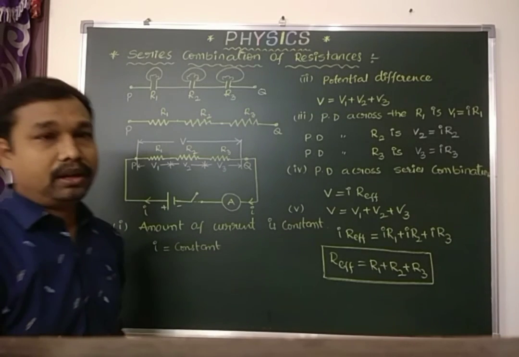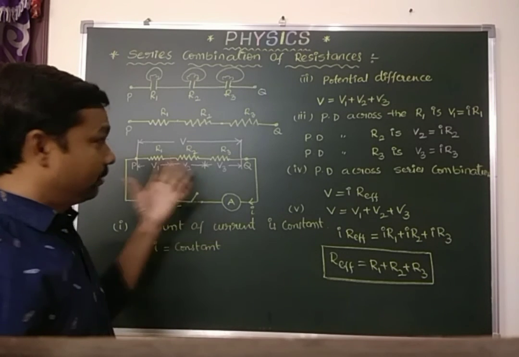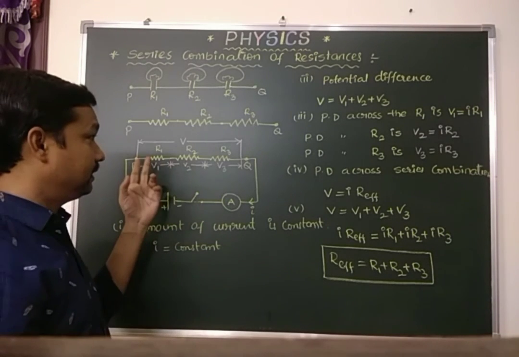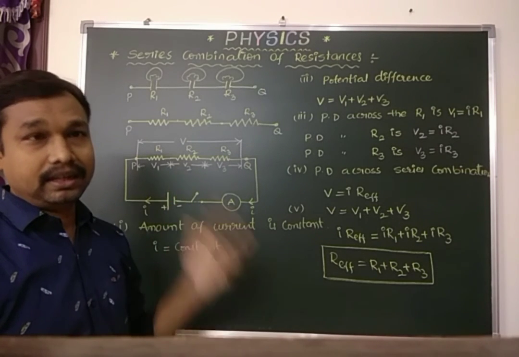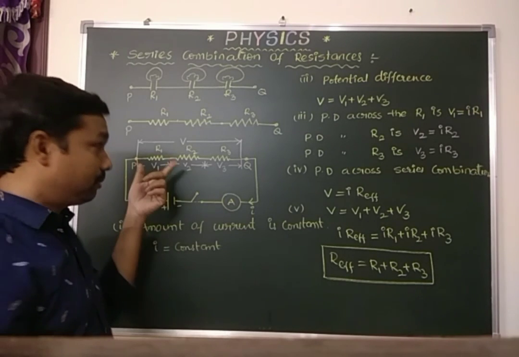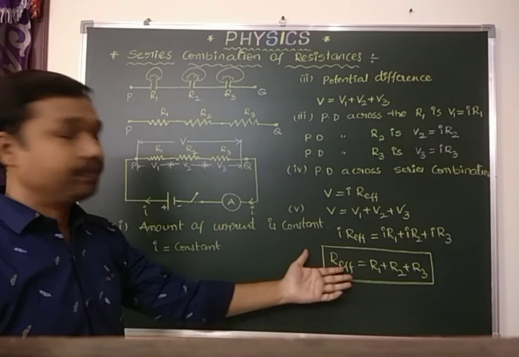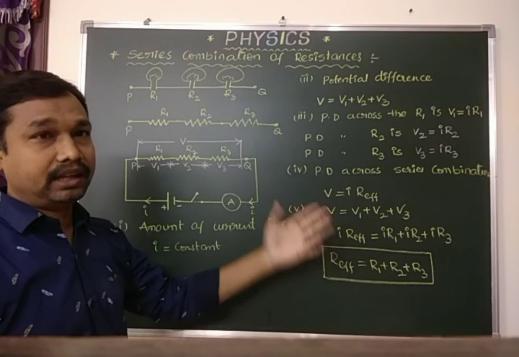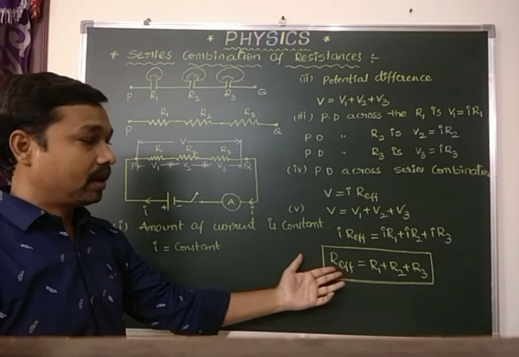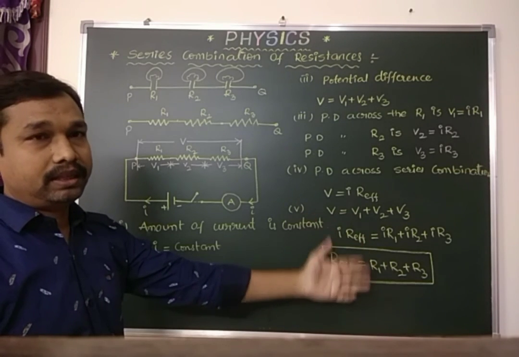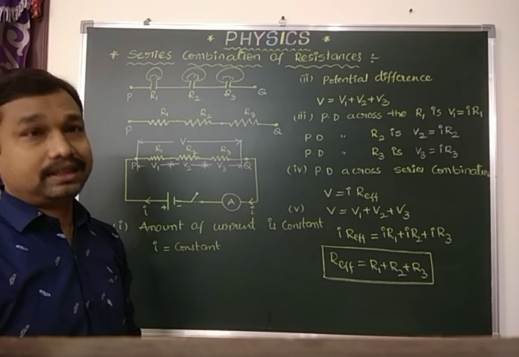This is the formula which gives you the series combination of resistances. What is the series combination of resistances? The resistances are R1, R2, R3. The series, equivalent or resultant resistance is equal to the sum of the resistances connected in series. That gives you the effective resistance, series resistance or equivalent resistance. We got one formula: R effective equals R1 plus R2 plus R3. This gives you the series combination of resistances.